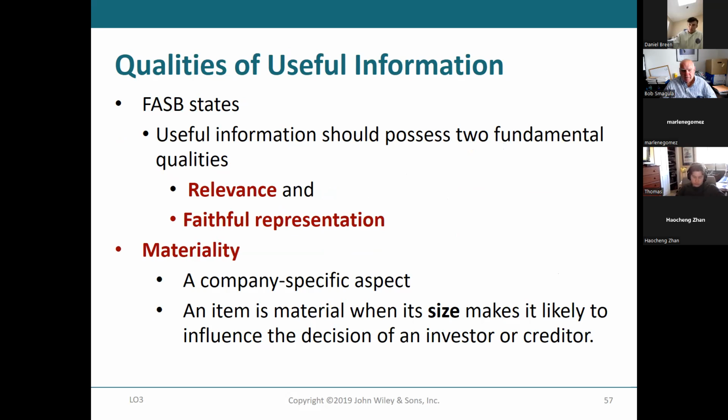I'm not sure how much we want to look at this one. Qualities of useful information. Useful information is only useful if it's relevant and faithfully representative. In other words, accurate. FASB states useful information should possess two qualities: relevance and faithful representation. Suppose they came out with a note that said half of the employees cash their check at the bank and half use direct deposit. Well, that's an interesting statistic, but it's not relevant to anything. It doesn't mean anything. What they want to report are the things that are relevant, important.